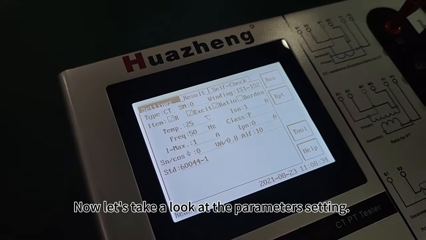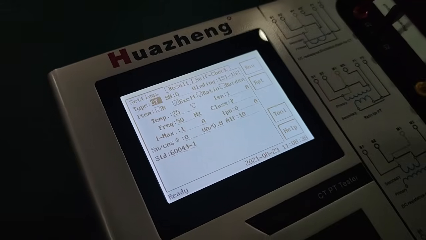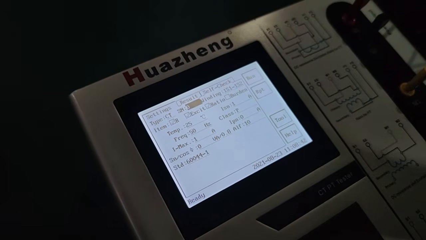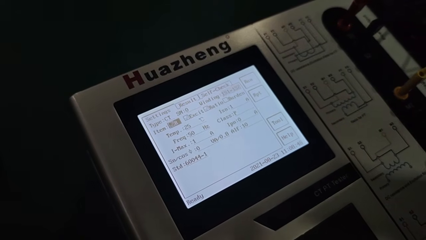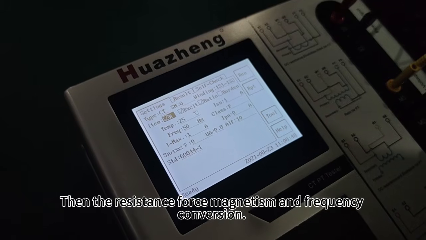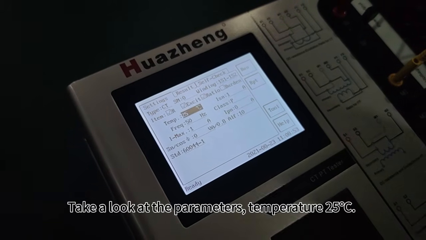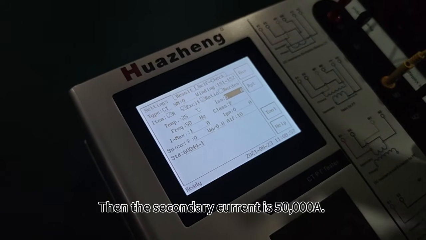Now let's take a look at the parameters setting. The test type is CT, then number. This is winding. Then the resistance, force, magnetism, and the frequency conversion. Take a look at the parameters. Temperature 25 degrees Celsius. Then the secondary current is 5 A.